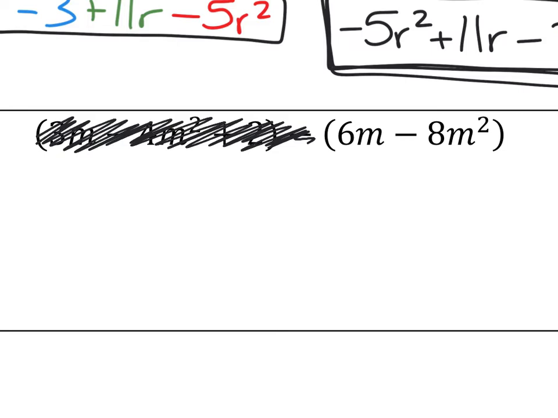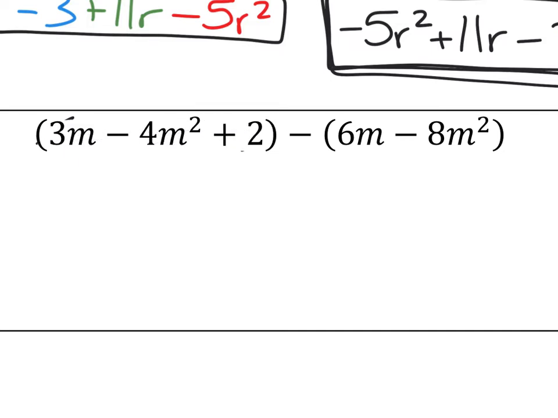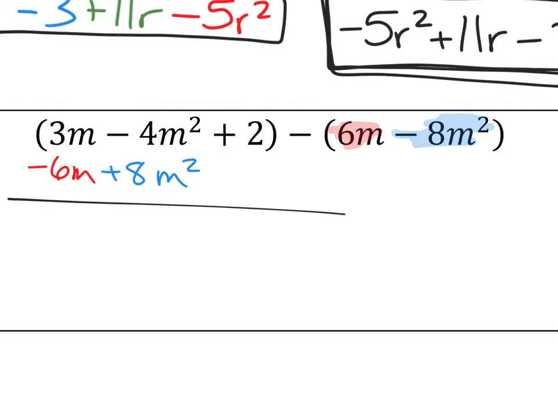Negative. Okay, so if I'm subtracting these things, I have to change both signs. You just told me that the 6m was positive and the 8m squared was negative. So when I write them down underneath, the 6m was positive, now needs to be negative. The negative 8m squared was negative, now needs to be positive. Now I can add.